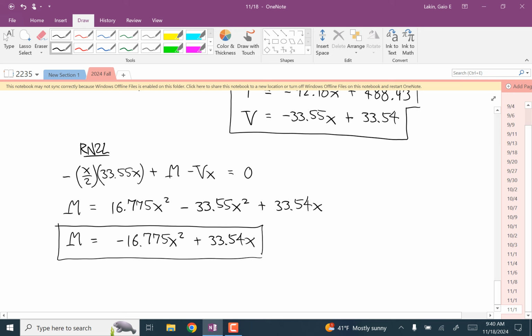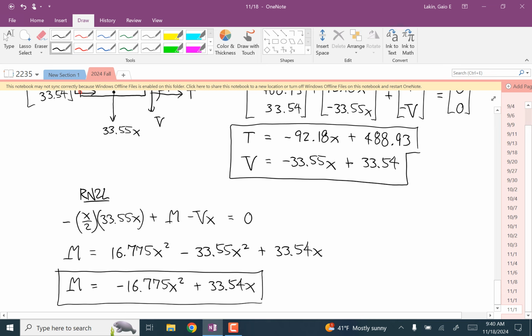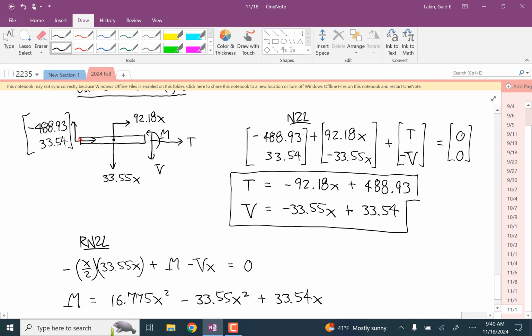So let's see, dM/dx is equal to v, dV/dx is equal to negative q, and so everything works.